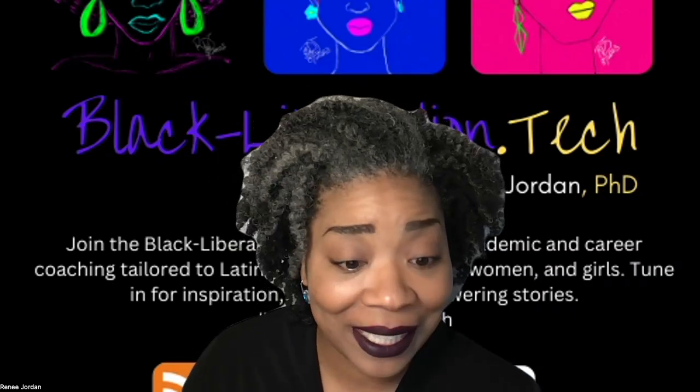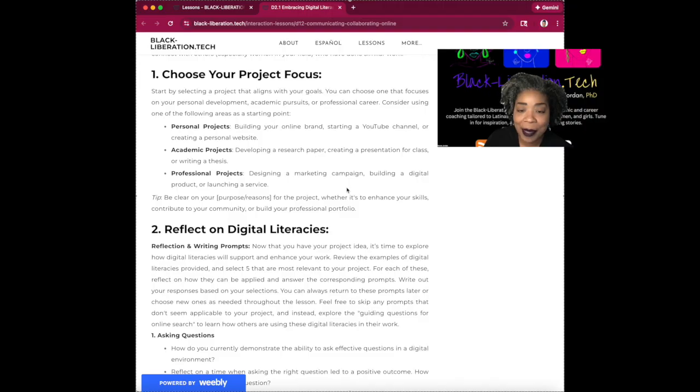All right. And planning. Everything takes planning. So some academic projects: developing a research paper, creating a presentation for class, or writing a thesis. These are things that you can work on. Professional projects, you can look at designing a marketing campaign, building a digital product, or launching a service. And so for me, my focus is going to be on the professional project, specifically a social media campaign.